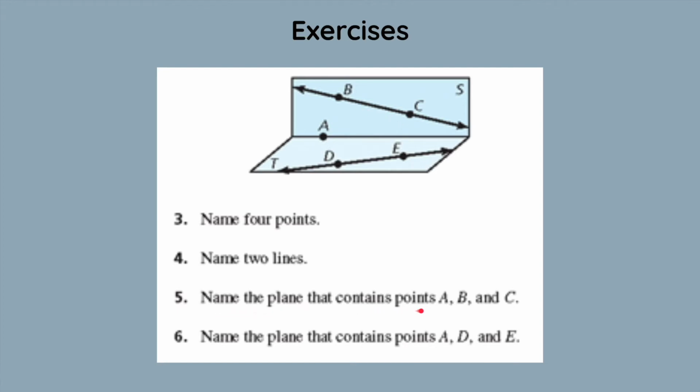Name the plane that contains points A, B, and C. So we have point A, point B, and point C. They are all in the same plane, plane S, and we can see that the plane is usually labeled at the corners of the planes. We can also see that point A is also in another plane, plane T. Name the plane that contains points A, D, and E. So points A, D, and E. These are all in the same plane, plane T.